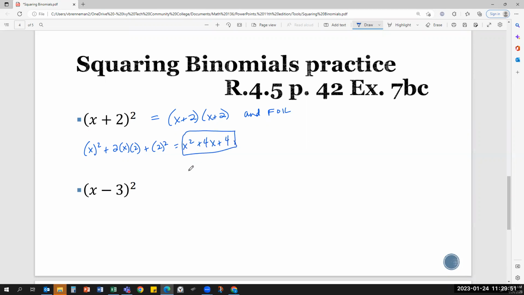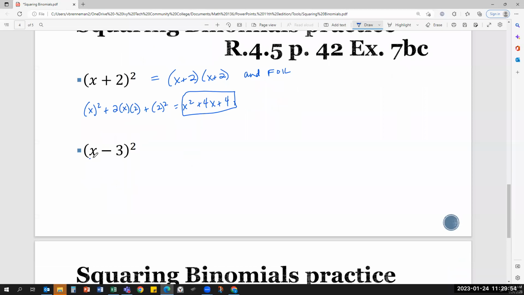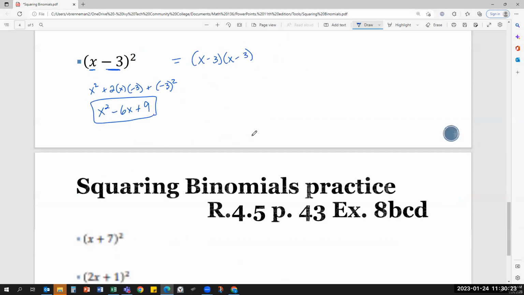Next example, x minus 3 squared. Now I think of the two things as x and minus 3. So squaring the first thing plus 2 times the first thing times the second thing plus the square of the second thing. We have x squared, and it ends up being minus 6x for the middle term, and then negative 3 squared is positive 9. x squared minus 6x plus 9, or FOIL x minus 3 times x minus 3 to get that same result.